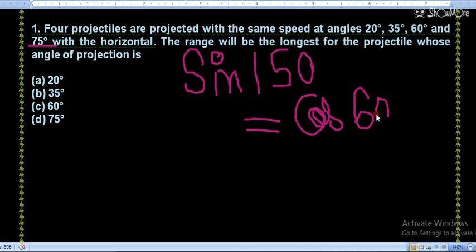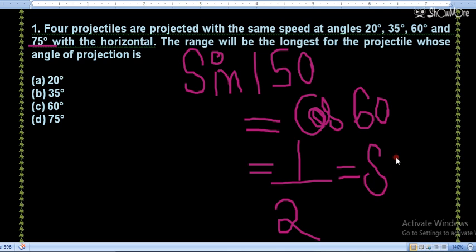Cos 60 is equal to 1 by 2. Then we can write sine of the angle as cos 60 is equal to 1 by 2, and then we can easily write it as sine 30 degree. So that means for the given projectile, this will be equal to sine 30 degree.